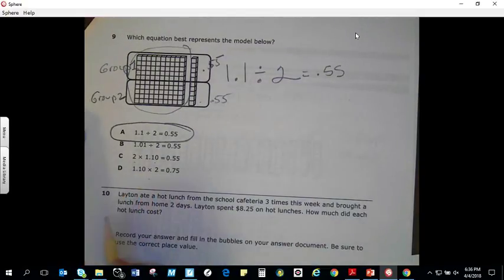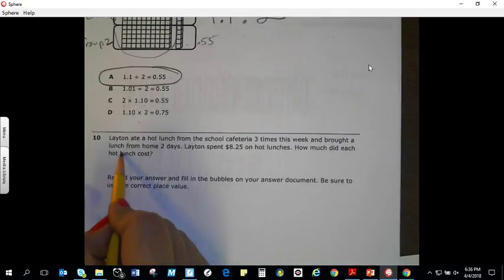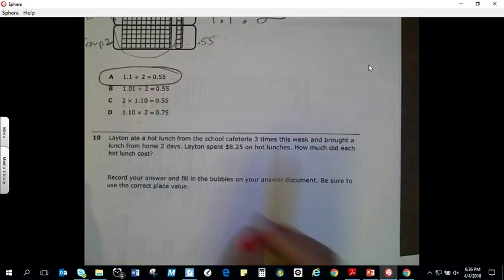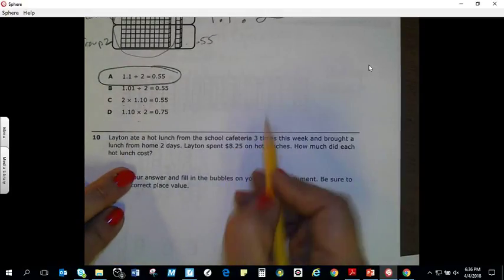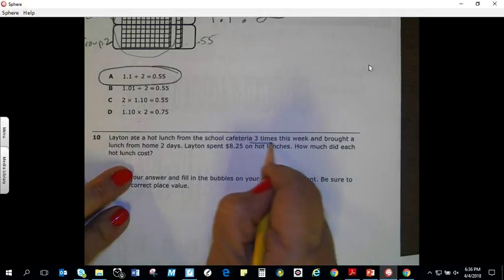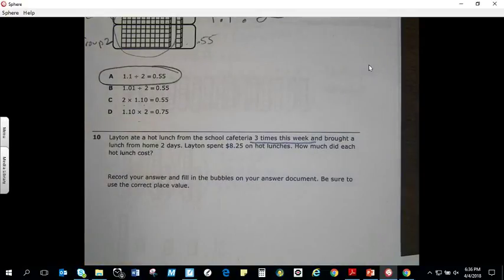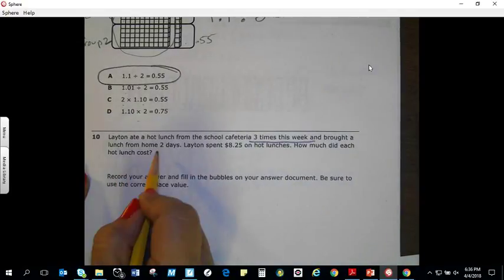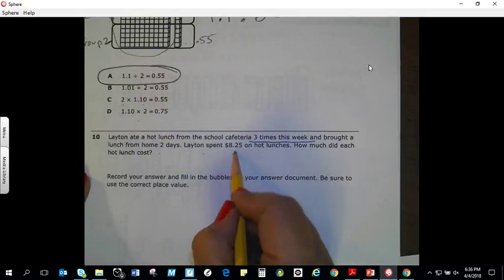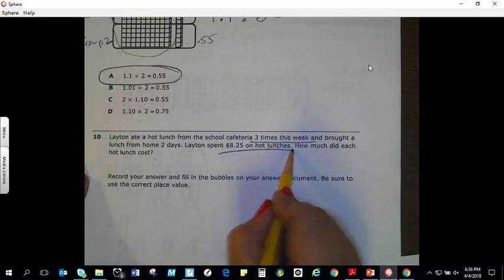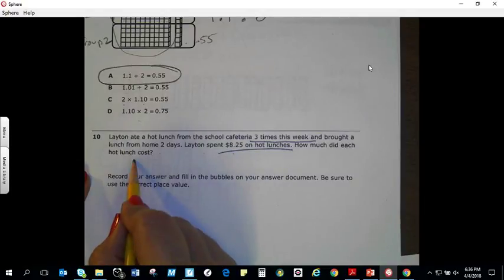Okay, now let's look at number 10. Leighton ate a hot lunch from the school cafeteria 3 times this week. Those of you that eat lunch in the cafeteria know that your lunch costs a certain amount of money, and either way, your account's being charged. So you have 3 times this week and brought lunch from home 2 days. Now, Leighton spent $8.25 on hot lunches. How much did each lunch cost?